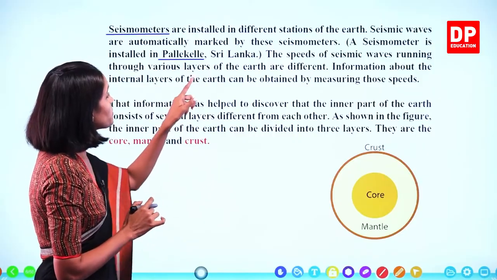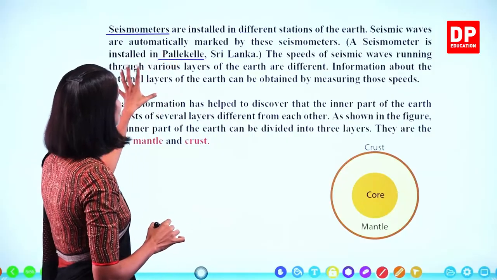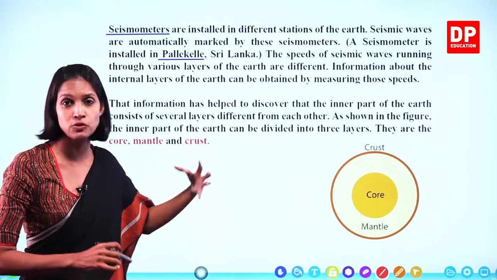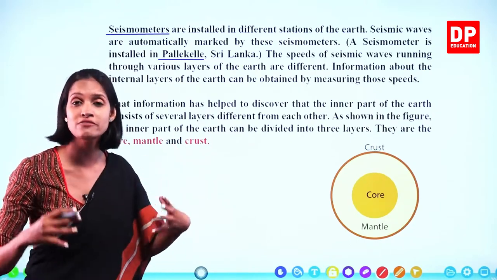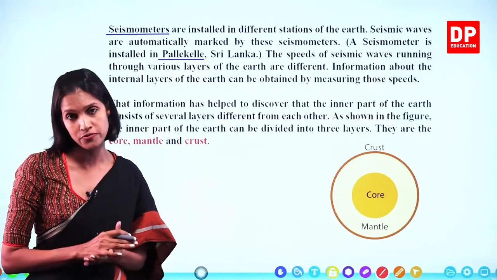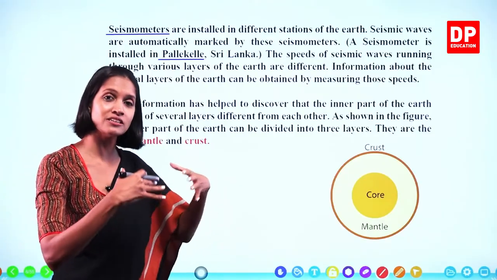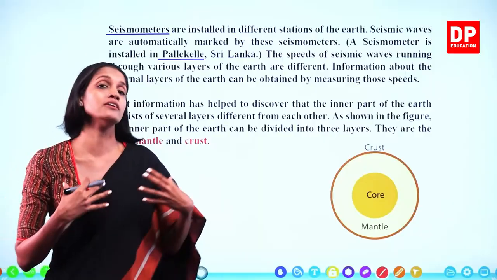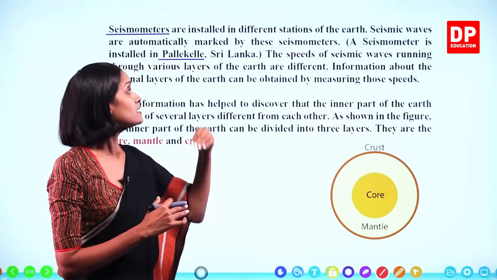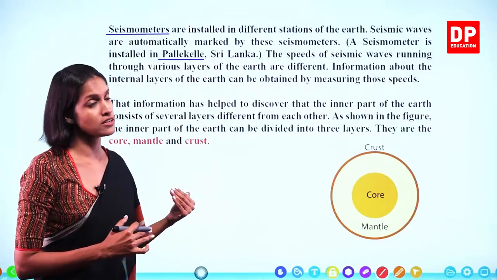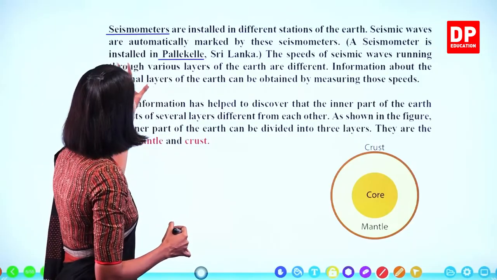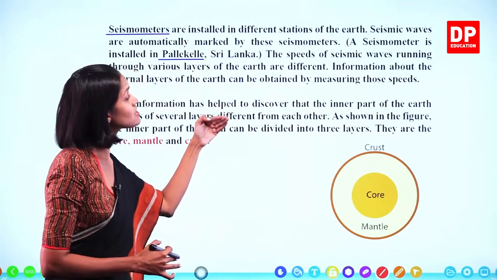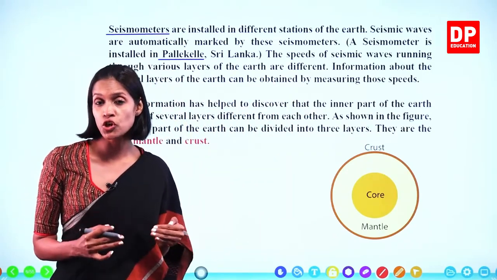Okay, children? The speed of seismic waves running through various layers of the earth are different. Now, seismic waves arise because of these earthquakes. During earthquakes, huge mechanical waves arise, and these are known as seismic waves. These seismic waves run through the earth and in different areas, its speed is different. Based on the composition of these particular areas, the speed of these seismic waves is also different. Right? So information about the internal layers of the earth can be obtained by measuring those speeds. So as we discussed about earthquakes, now we are going to watch a video on earthquakes.